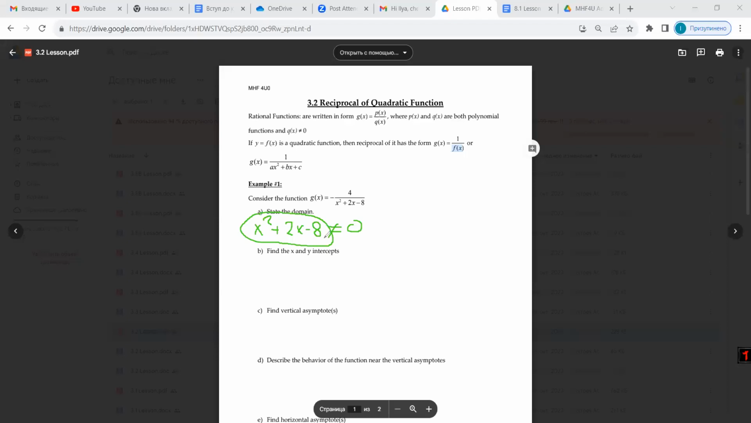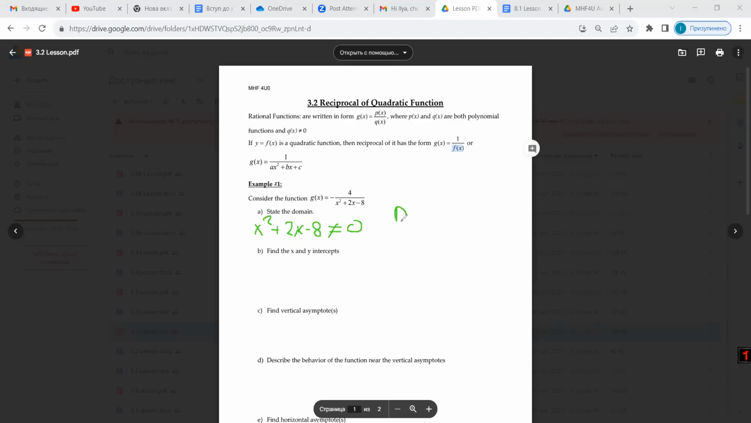Okay? How can we do it? We should solve this quadratic function. I believe you know your methods on how to solve quadratic functions, right? You know your methods. Does anybody know the answer? What values of x would give us 0 in this case?